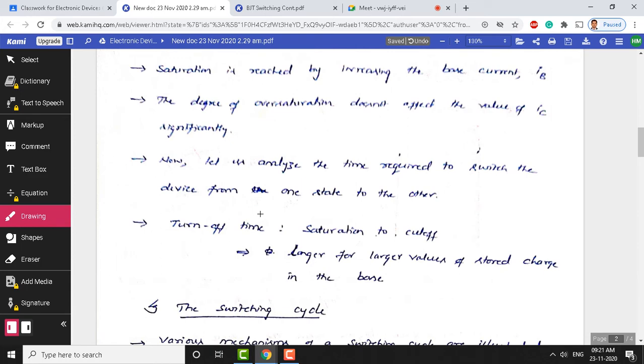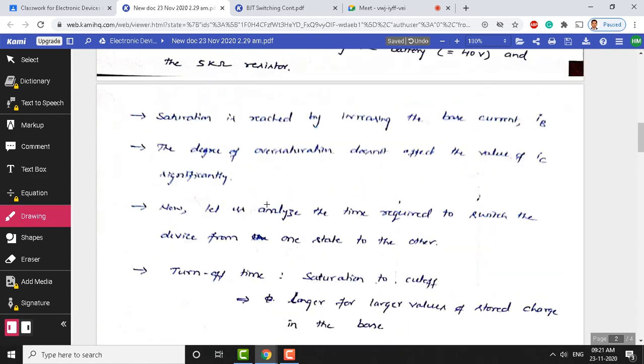Okay, so that's about this. The saturation is reached by increasing the base current, as we have shown here. The degree of saturation, oversaturation, does not affect the collector current significantly. The collector current tries to remain constant because the injection happens from both collector and emitter.